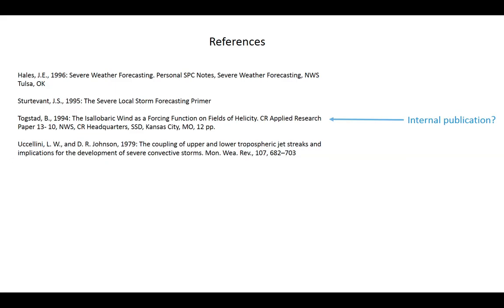So just some references now in closing. Hope you all have gotten a lot out of this. This has been one of the discussions I've been meaning to do for a while. Again, as far as looking for specific publications, this internal publication, I believe, is probably the best one. It was done by Bill Togstad from the National Weather Service in Chanhassen, Minnesota in '94. It was titled "The Isallobaric Wind as a Forcing Function on Fields of Helicity."